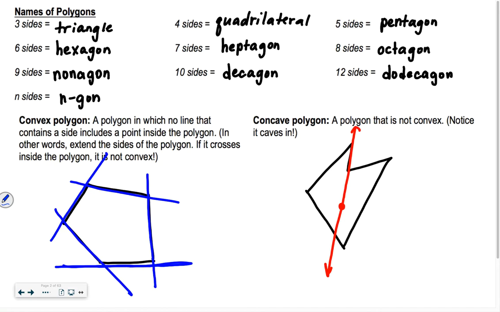Okay. I think you guys know the difference between convex and concave. You probably learned in elementary school that concave caves in, right? You guys see how this caves in on itself here? There's like a little cave created. That's concave.